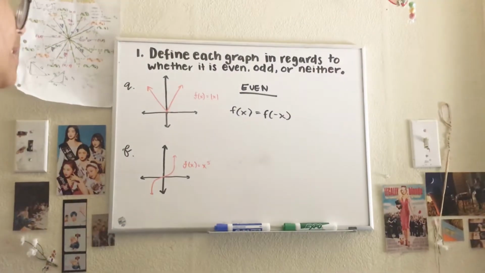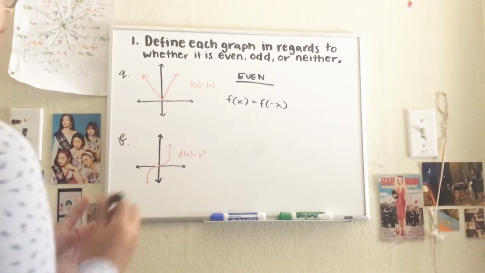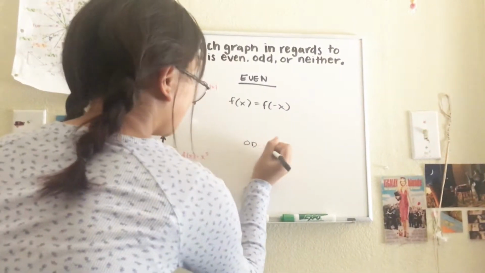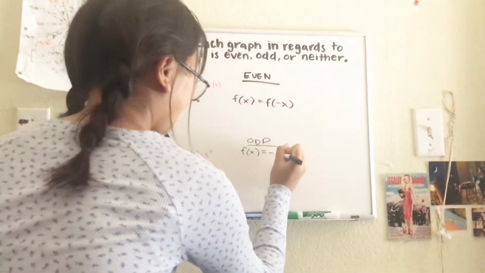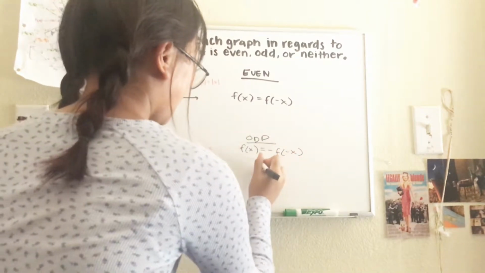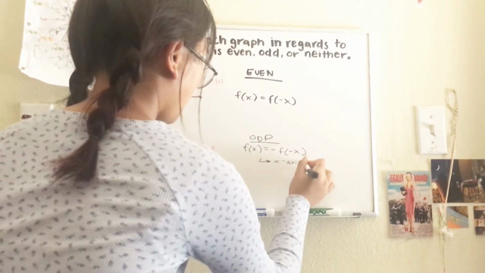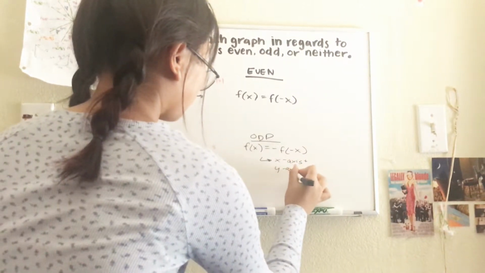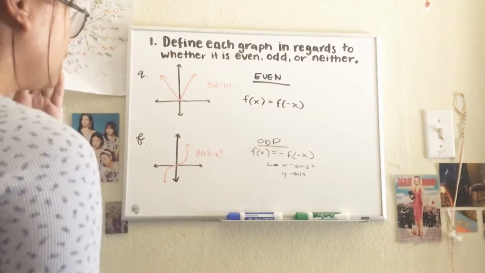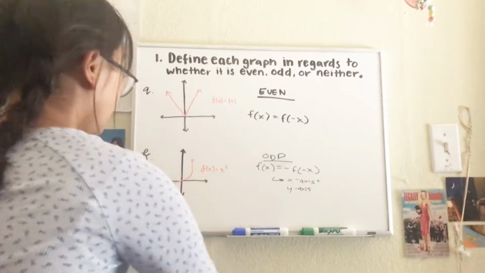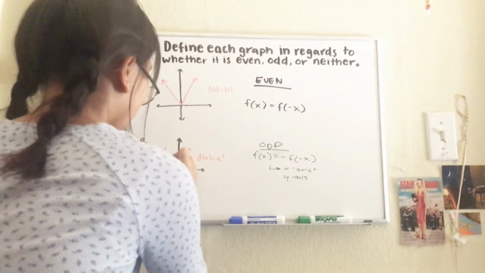To continue on with the lesson, the second part of the lesson is describing and defining an odd function. An odd function is best defined by the equation f of x equals negative f of negative x, meaning that there is a reflection over the x-axis and y-axis. So looking at this graph, f of x equals x to the 5th power, we can see that if we were to reflect it over the y-axis, we would get this.